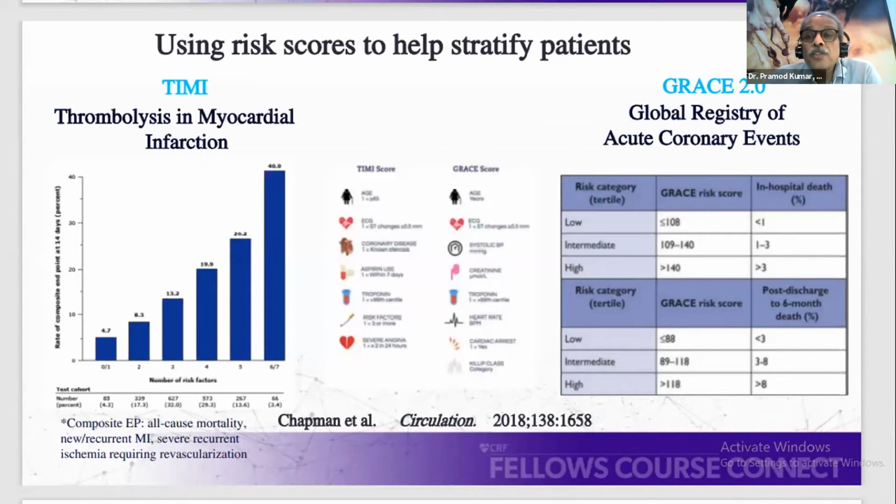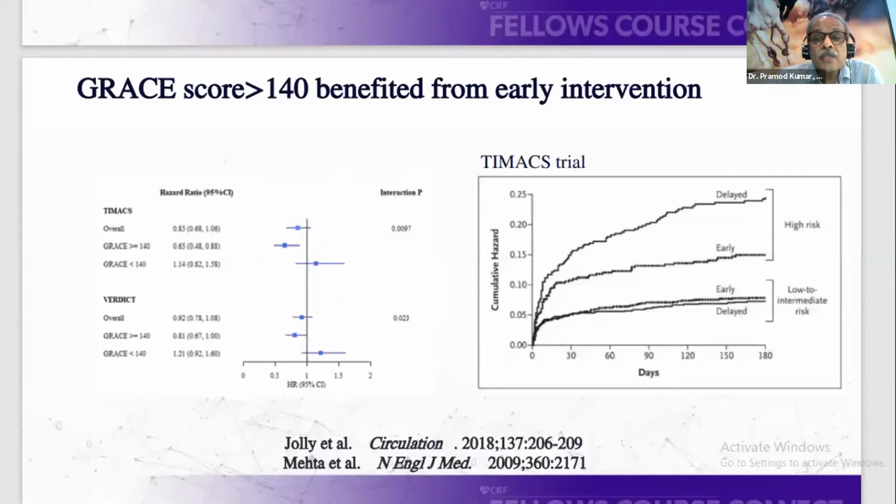Europe mostly follows the GRACE 2 score, which is based on age, ECG, systolic blood pressure, creatinine, troponin, heart rate, history of cardiac arrest, and Killip class at the time of presentation. Any risk above 140 is taken as a very high risk. And as you can see in this slide, patients who were in the high risk group and had a very high GRACE score more than 140, early invasive treatment definitely helps in reducing the hazard ratio. So this is something which we have to do.